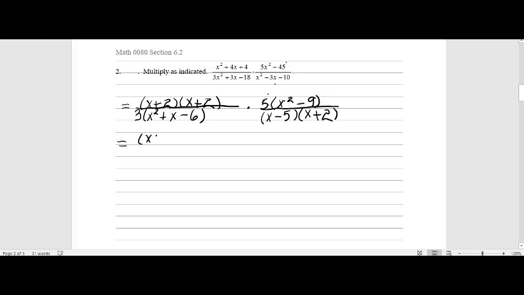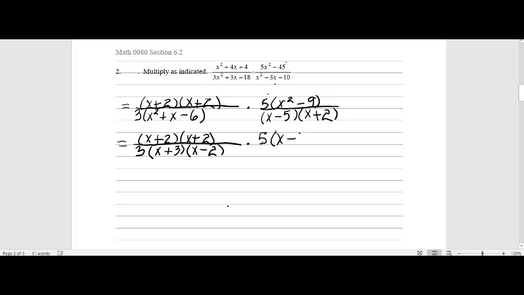Now, the first numerator is already completely factored, but I have one more factorization I can do on the first denominator. X squared plus x minus 6 factors into x plus 3 times x minus 2. And again, if you don't see that right away, use scratch paper. If you're taking an in-class exam, use the back of another page of the exam and figure out the factorization. Bring the result back to the problem.